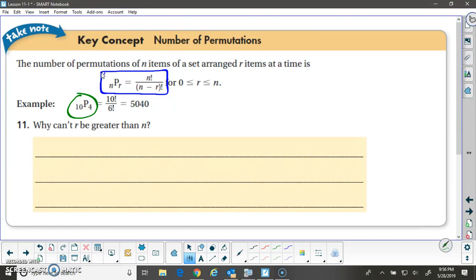So the question is, why can't r be greater than n? And the answer is, n is the number of items you have. r is the number of items you're selecting.